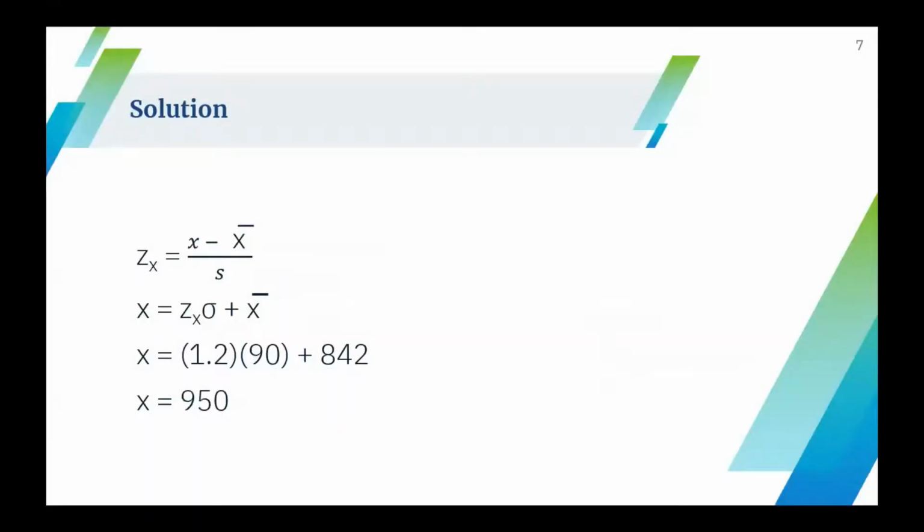The solution: substitute the given values into the z-score equation after you have manipulated the equation to find what is missing. So z of x is equal to x minus x bar over s. Multiply s on both sides, then add x bar to get the working equation, x is equal to z of x times s plus x bar. Then substitute the values: x is equal to 1.2 times 90 plus 842, so x is equal to 950 hours.